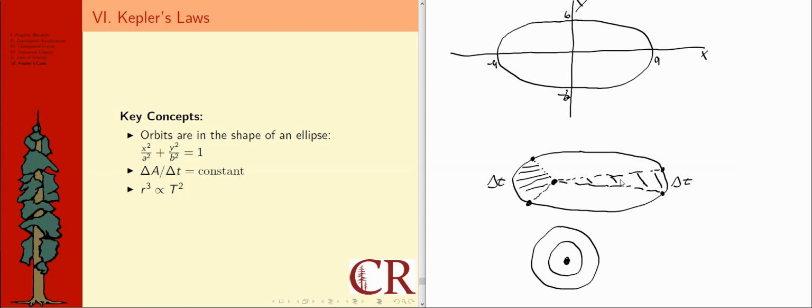And in that sense, if delta A represents either of these two areas and delta t represents the same time, then delta A over delta t would have to be a constant. So that's how that is expressed in mathematical form there.